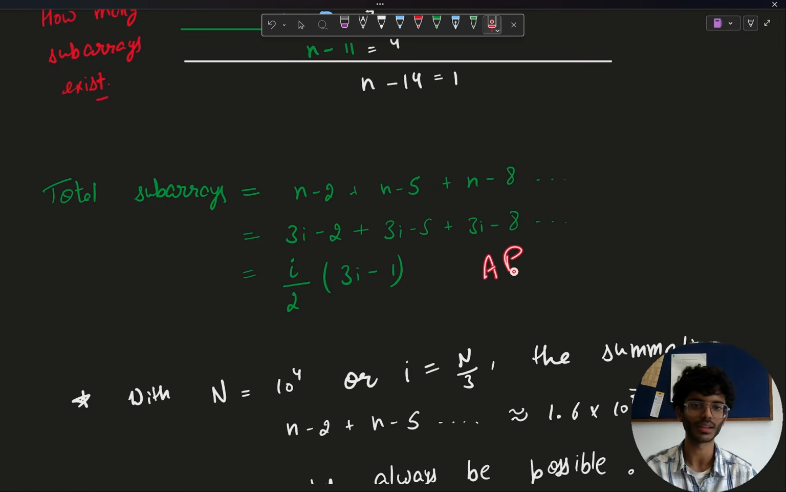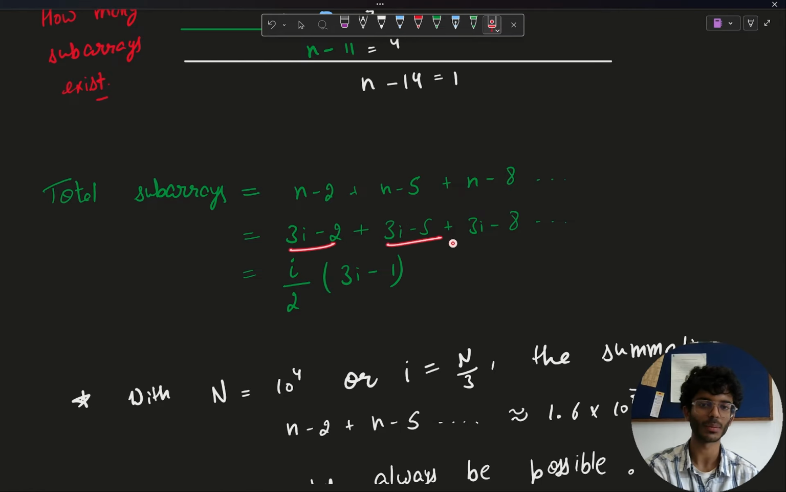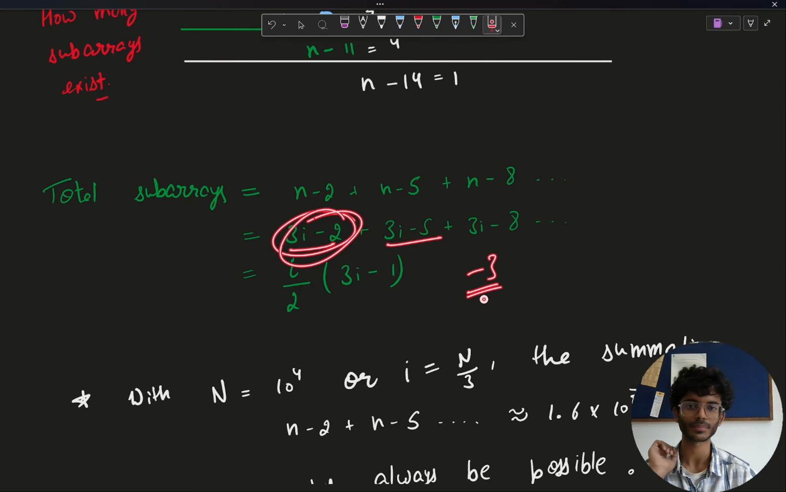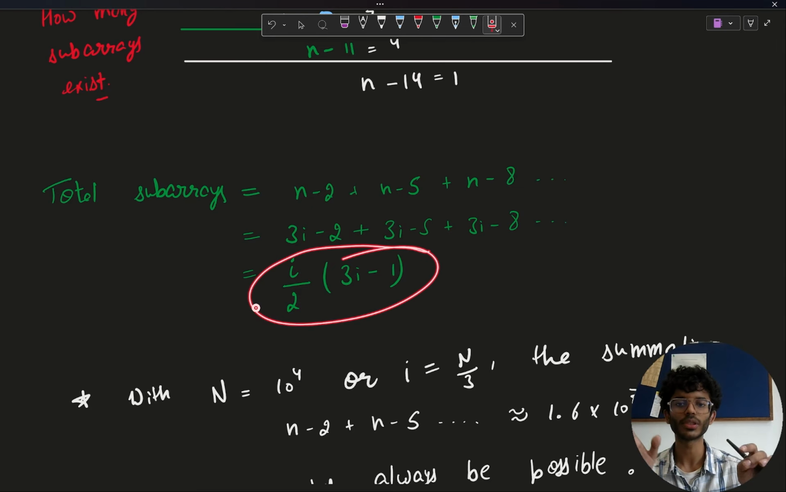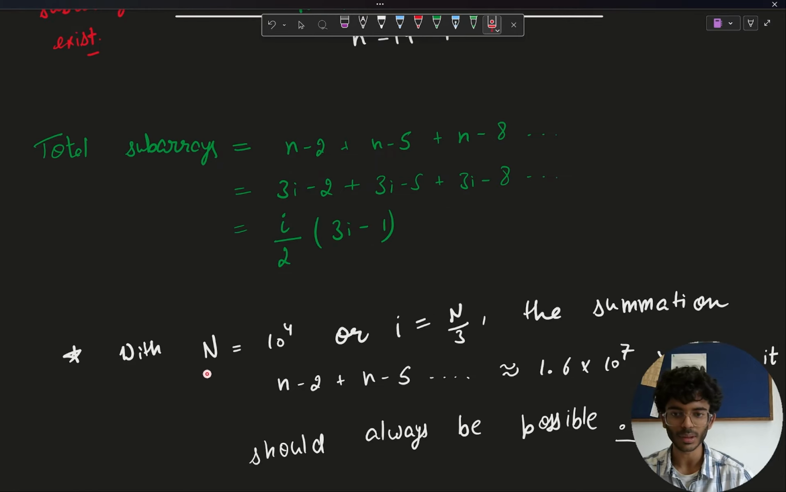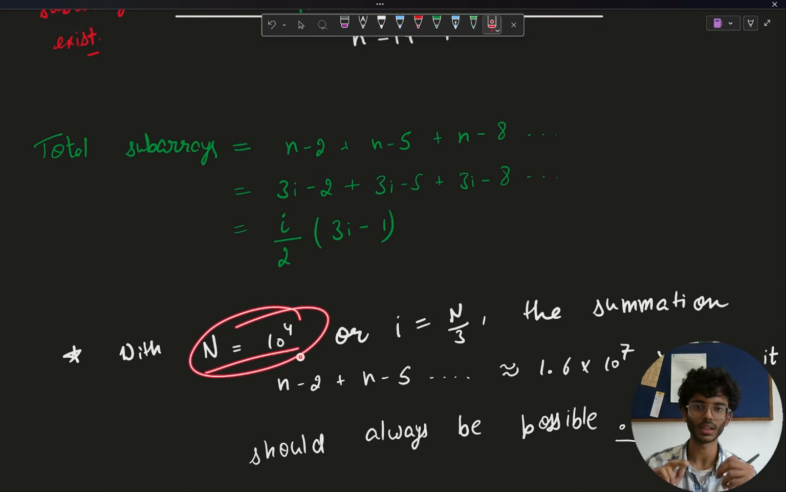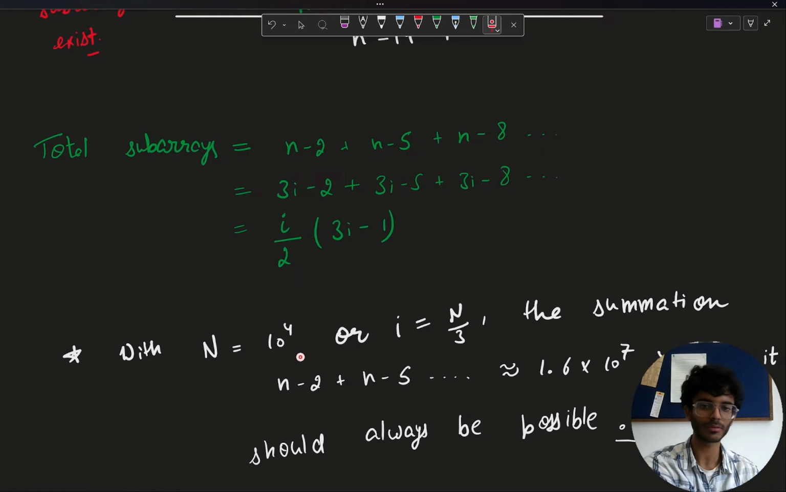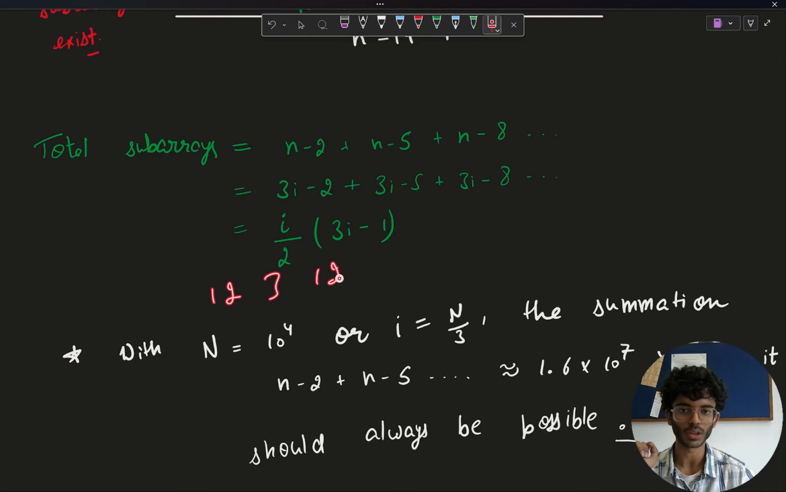So we can see that it's forming an arithmetic progression, where the first term is 3i minus 2 and the common difference is minus 3. So this would be the total number of subarrays that we have. And now we're given that n will be as big as 10 raised to the power 4. So we'll try to figure out the maximum number of balanced subarrays that we can have. If we keep placing 1, 2, 3, 1, 2, 3, and so on, what is the maximum number of subarrays that we can get?